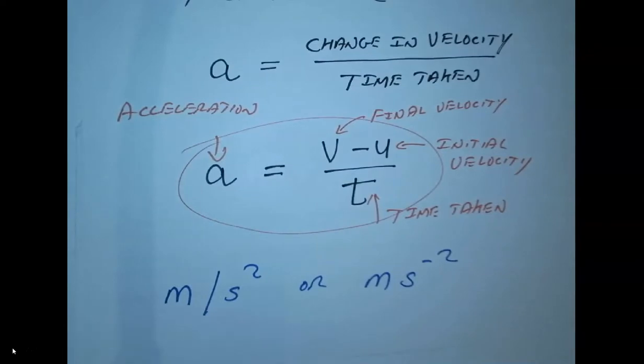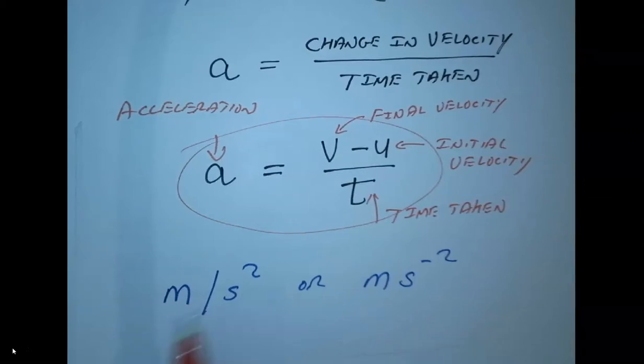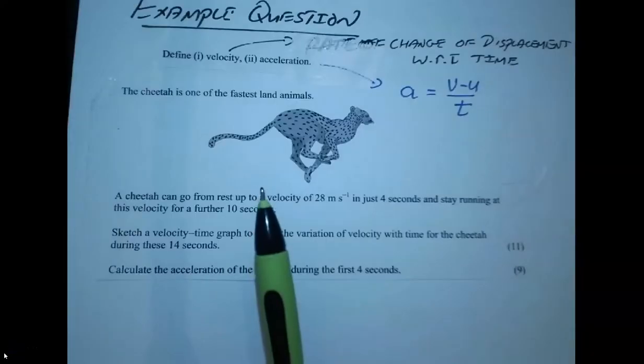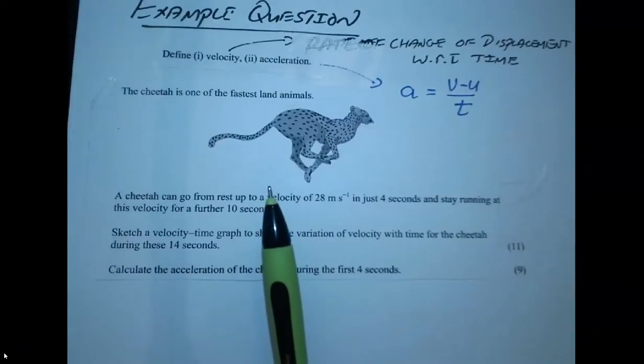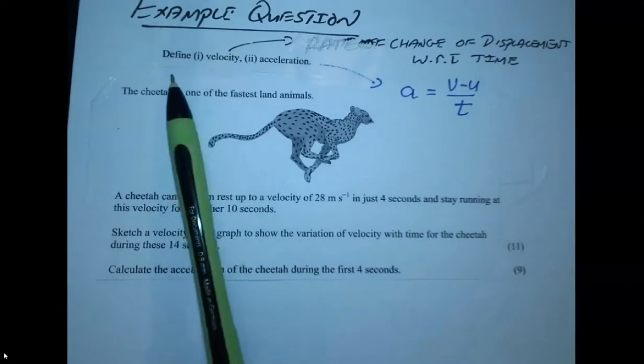The units of acceleration are different than the units of velocity. The units of acceleration are meters per second squared, or meters seconds minus 2, and it's very important to know that that's different than meters per second minus 1. And a quick example question, and it's an easy enough one, on the concept of velocity and acceleration. Example question, define velocity.